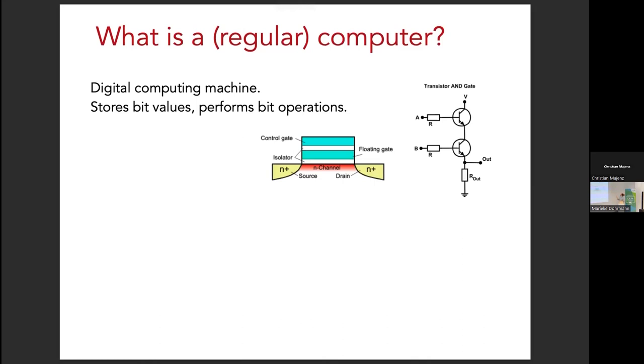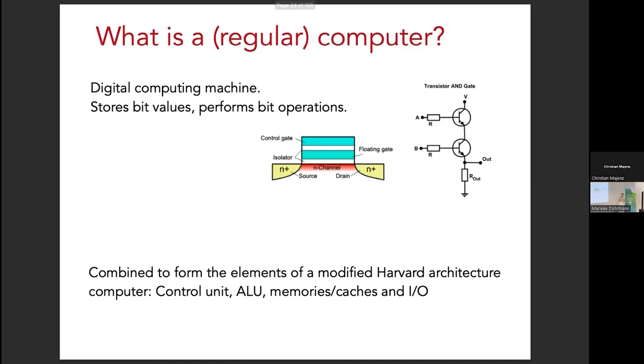These elements are then combined to form our computer, like this one, the architecture of which is called the modified Harvard architecture. It has different elements like a control unit, arithmetic logic unit, memories, caches, input, output. So this is a complex beast. And in theory, we model all of this using a Turing machine.